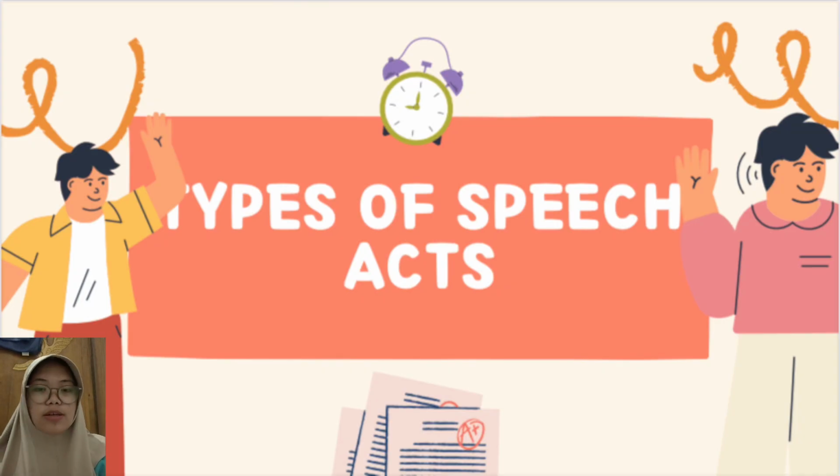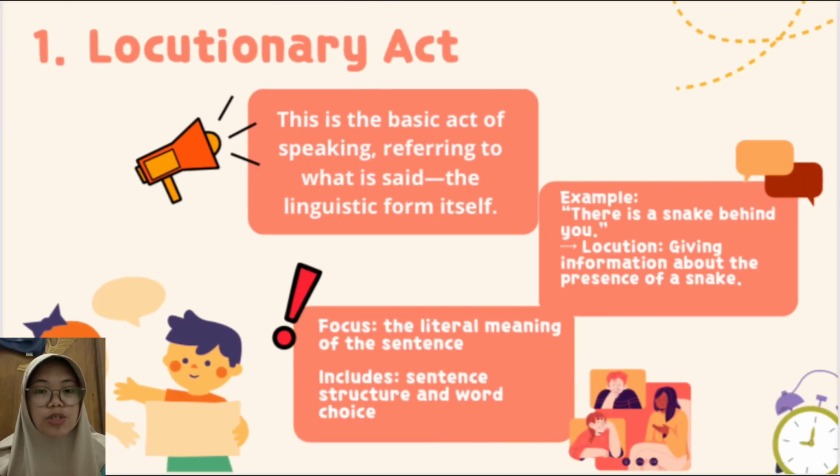There are three types of speech acts. The first is the locutionary act. This is the basic act of speaking, referring to what is said, the linguistic form itself. The focus is the literal meaning of the sentence, which includes sentence structure and word choice. For example, there is a snake behind you. In locution, that means giving information about the presence of a snake.